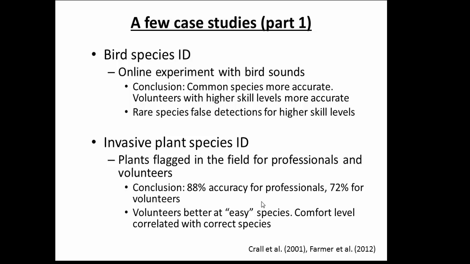And also volunteer self-reported comfort level was correlated with higher accuracy, so those that said they were more comfortable with species identification.